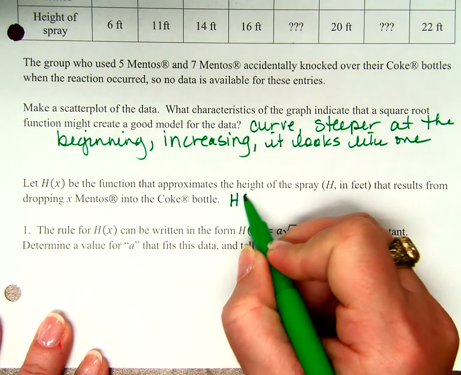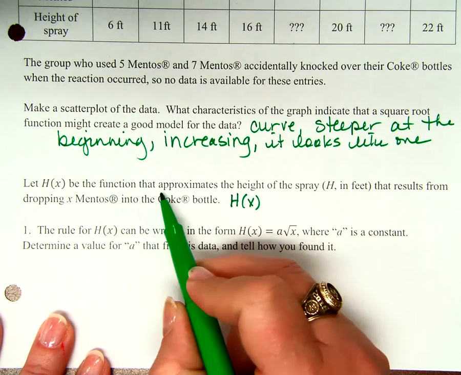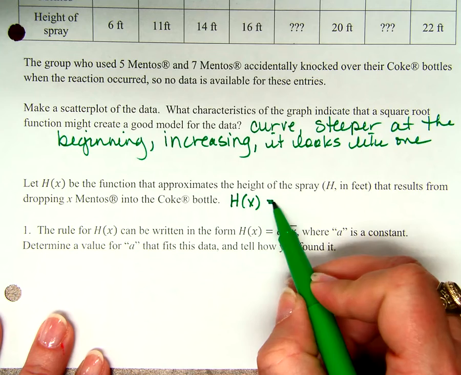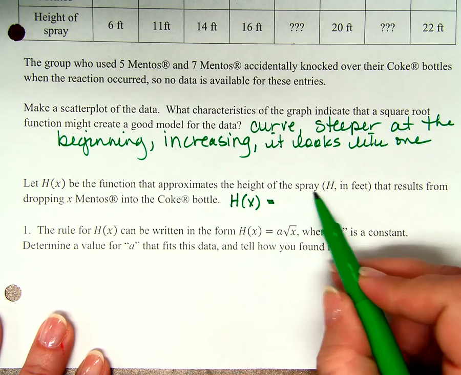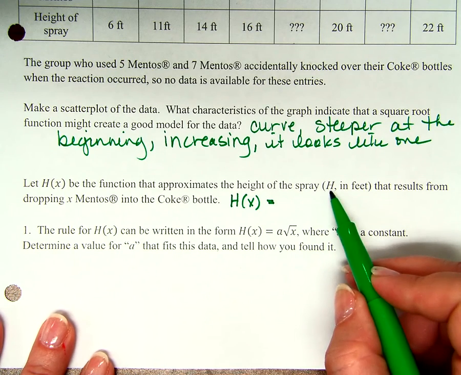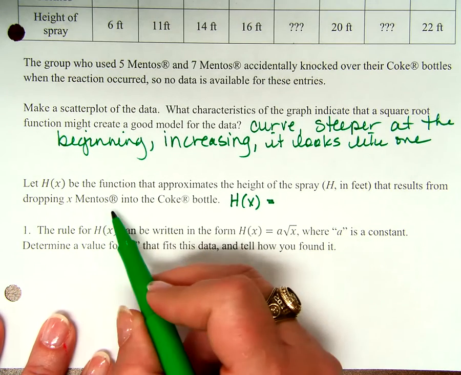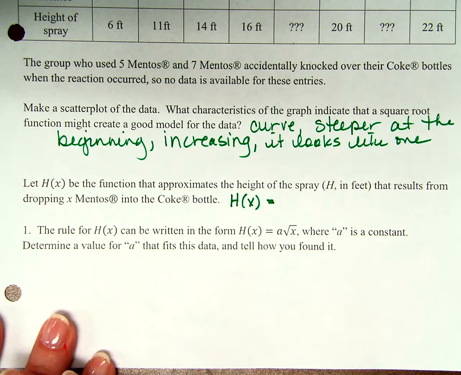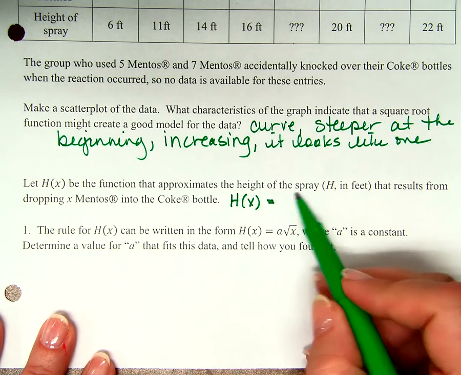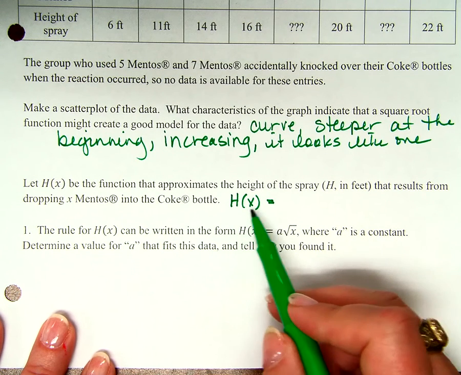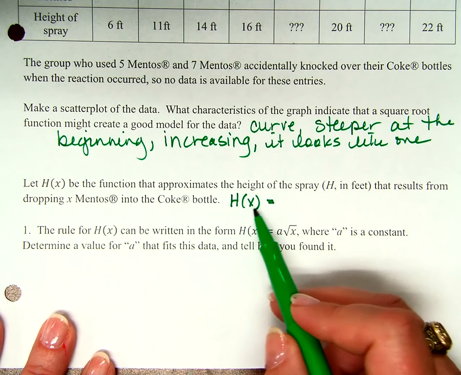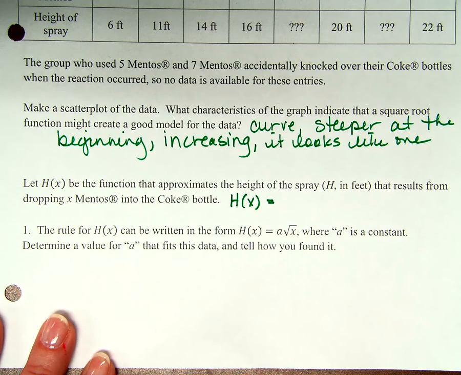Let h of x be the function, and we're saying the height of the spray is h, that results from dropping x Mentos into a Coke bottle. We don't know anything else yet here, but I want to make sure you understand that we're saying this is the function. So it's going to be the function equals something else. Are you okay with that?